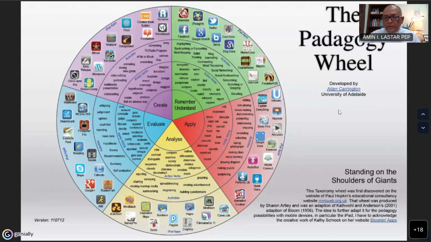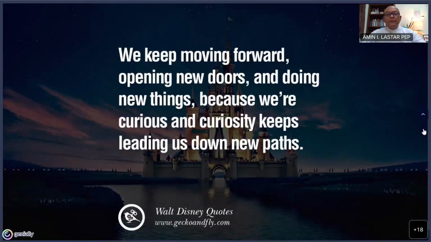So this might help you. You just type Alan Carrington, A-L-L-A-N C-A-R-R-I-N-G-T-O-N. This is just the introduction part and how it can be implemented.